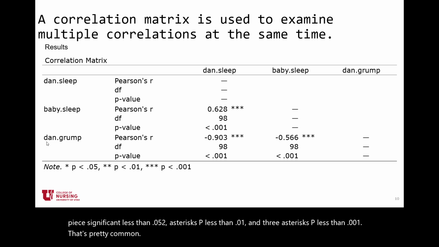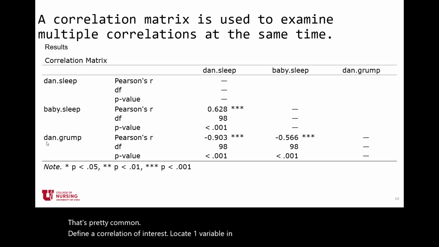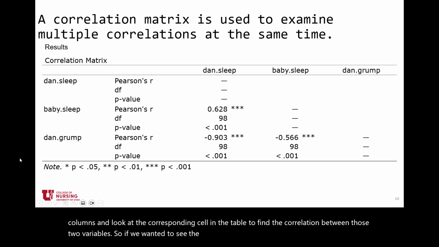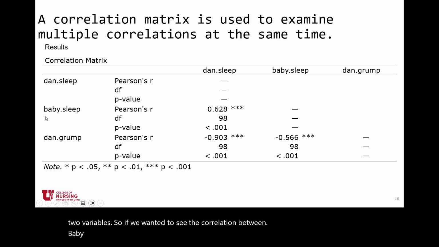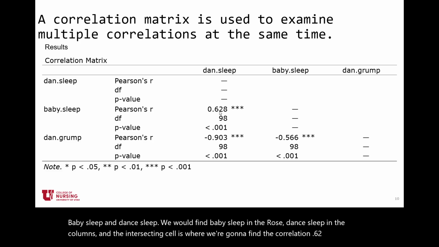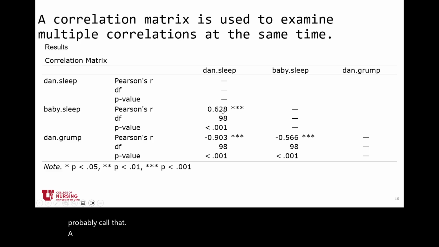To find a correlation of interest, locate one variable in the rows and the other variable in the columns, and look at the corresponding cell in the table to find the correlation between those two variables. So if we wanted to see the correlation between baby sleep and Dan sleep, we would find baby sleep in the rows, Dan sleep in the columns, and the intersecting cell is where we're going to find the correlation, 0.628. I'd probably call that a moderate strength, and it's a positive relationship. So as baby sleep increases, Dan sleep also increases.